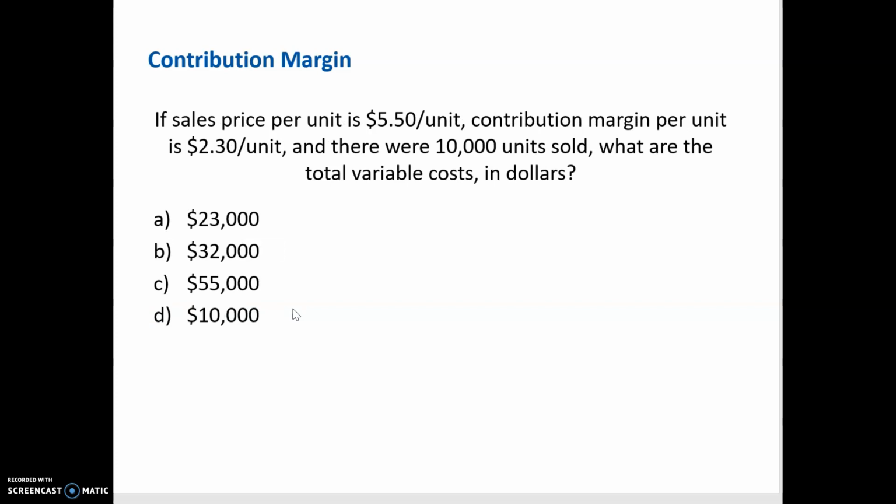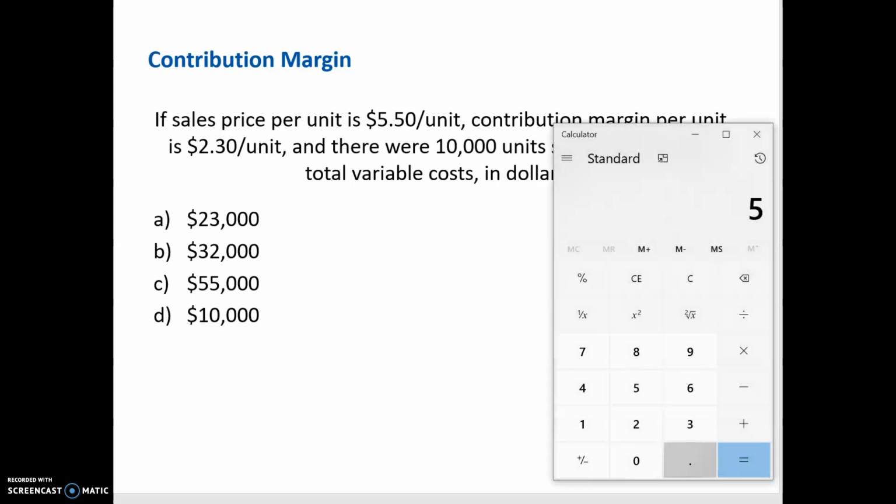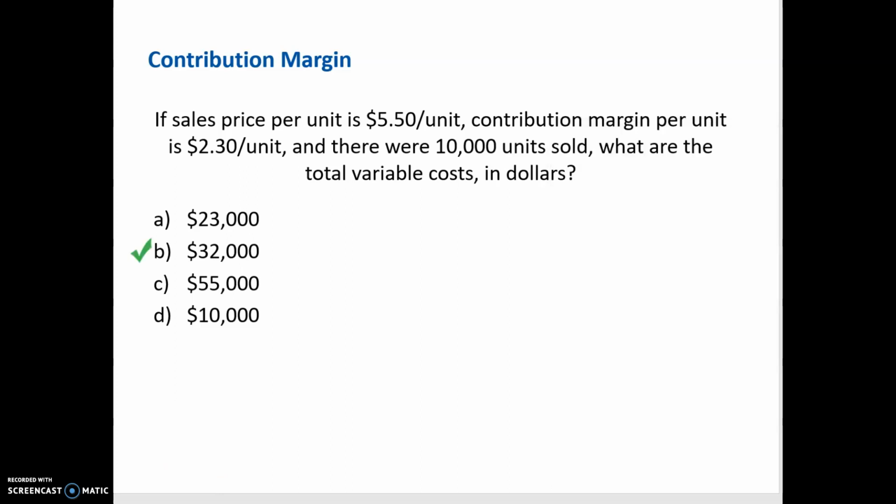Sales price is $5.50 per unit. Contribution margin per unit is $2.30. There are 100,000 units sold. What are the total variable costs in dollars? Okay, so the $5.50 minus the $2.30 gives $3.20 as the variable cost per unit. So if we sold 10,000 units, the variable cost would be $32,000.